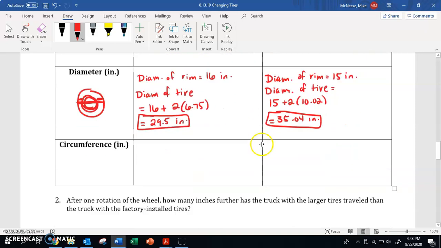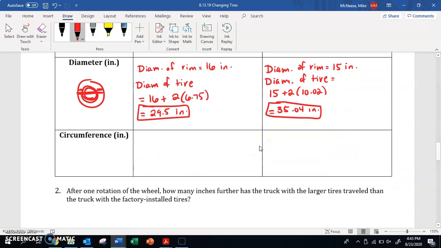Okay, and then the last thing we need to do is find the circumference. So remember, circumference is equal to either 2 pi r or pi times diameter. In this case, we know the diameter, so I'm going to use that. Circumference equals pi times diameter, and for this tire, it's going to be 29.5 times pi. So our circumference is equal to 92.68 inches.